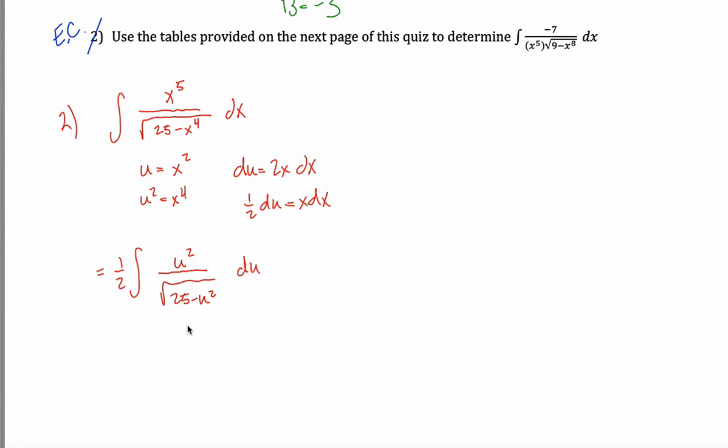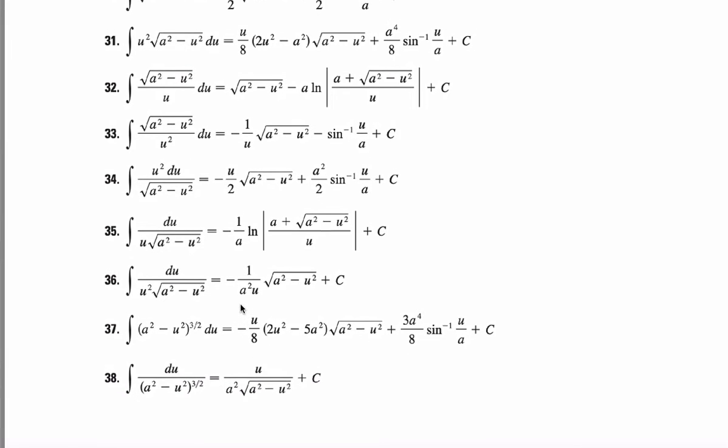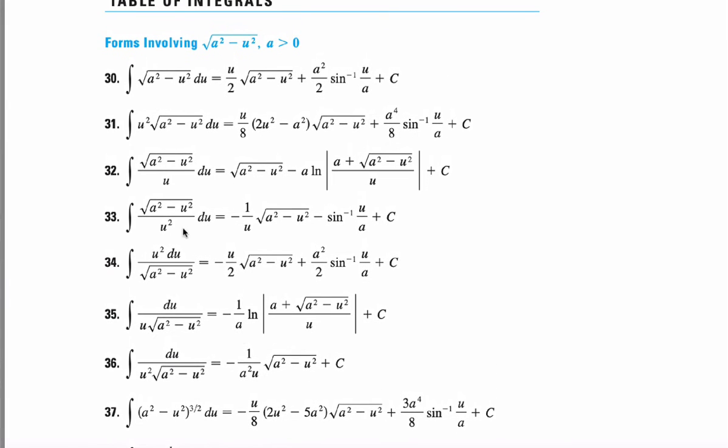U squared divided by the square root of 25 minus u squared. Let's see, that looks a lot like this guy, right? Number 34. I think it's exactly number 34, except instead of a 25 in the denominator, there's an a squared in the denominator. So it sounds like a must be equal to 5, because it can't be -5, because a's are greater than 0.